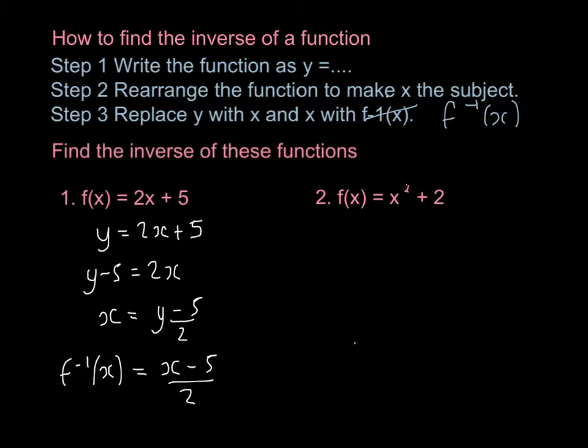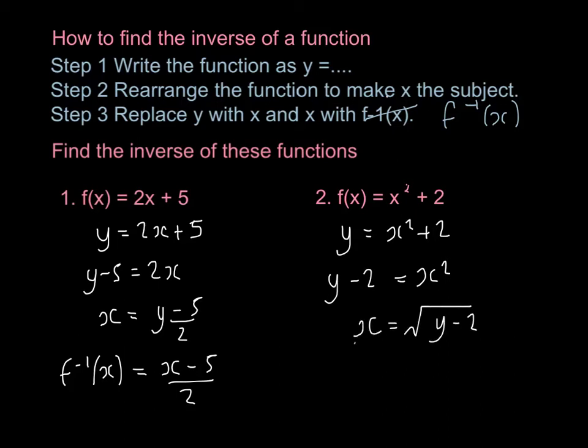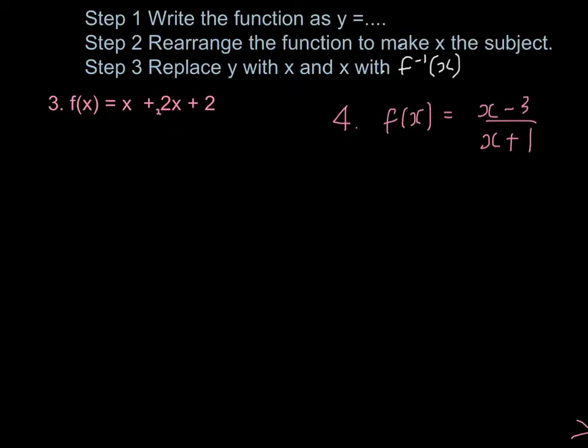Okay, let's try a second one. So y equals x squared plus 2. Again, we're going to subtract 2 from both sides to get x squared is y minus 2, and then square root both sides to get x as the subject. So f minus 1 of x is the square root of x minus 2. Okay, two more slightly more complicated ones.